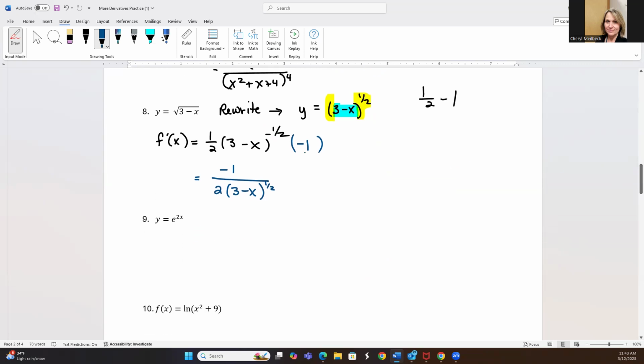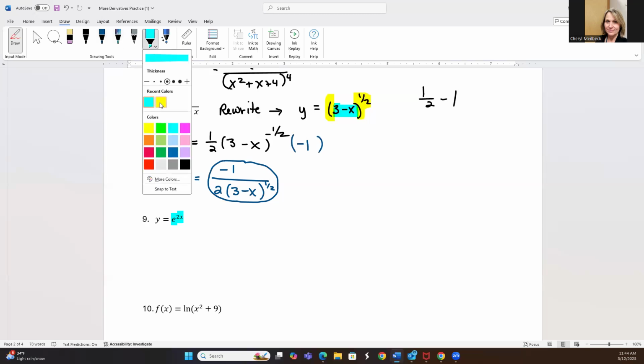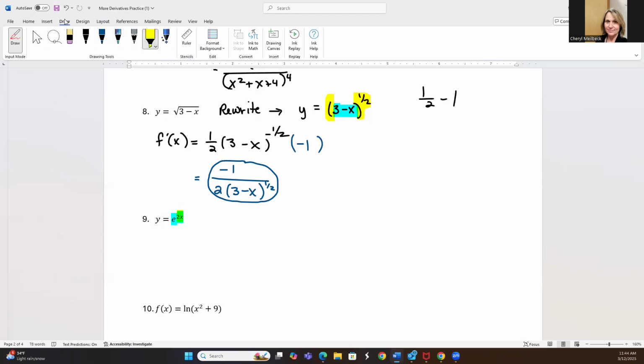Let's look at number 9. Number 9, once again, we have the chain rule. So the outside part of our chain rule is the e function to a power, and the inside part is that power. Using our chain rule then, we're going to get derivative of e to whatever is just e to whatever. So that's the derivative of e to a functional exponent. Now we have to take the derivative of the exponent, which is 2. So I'd rewrite this as 2e to the 2x as our derivative.